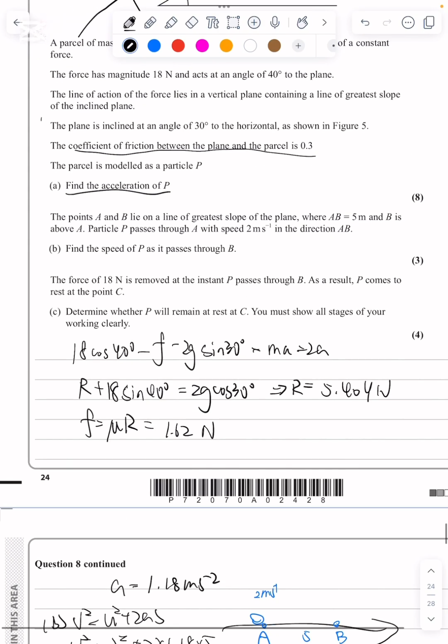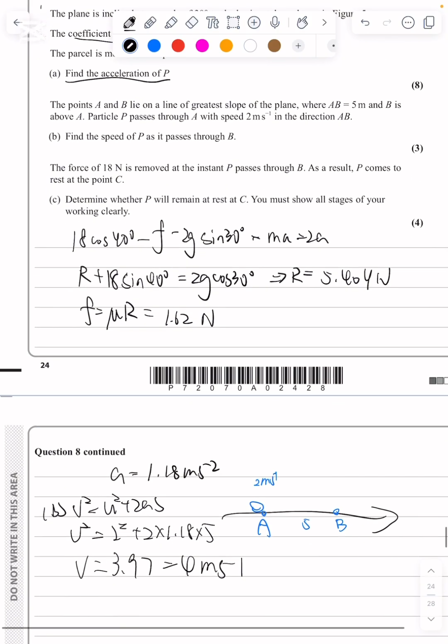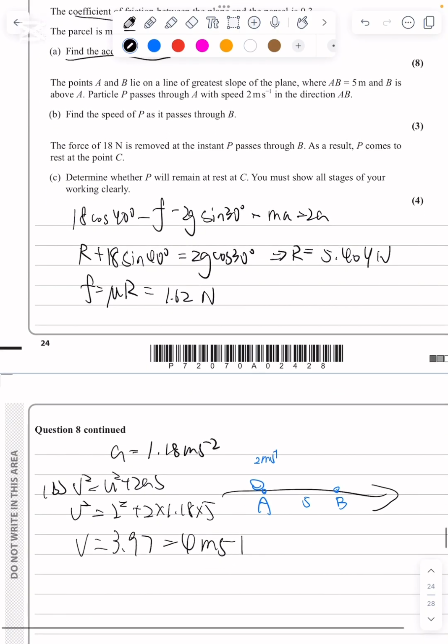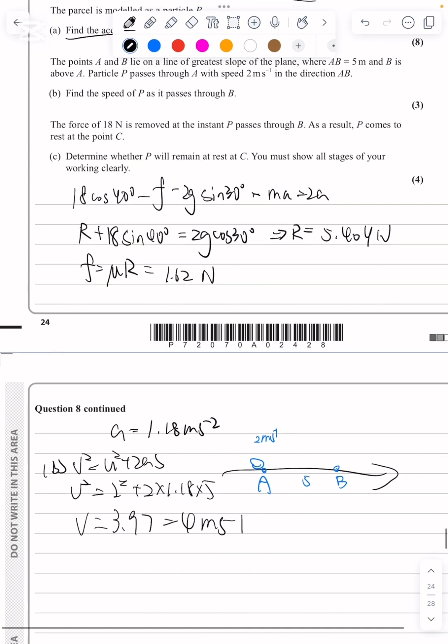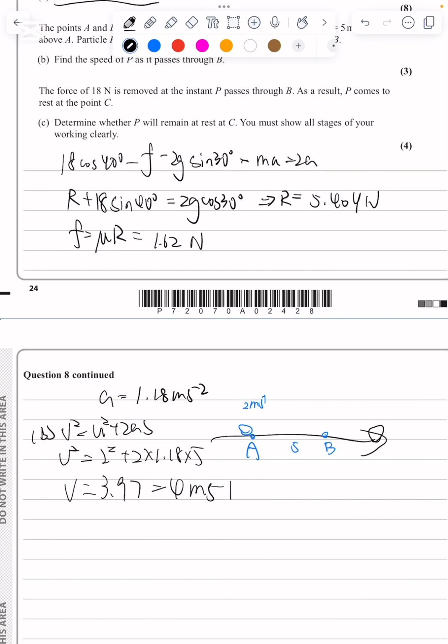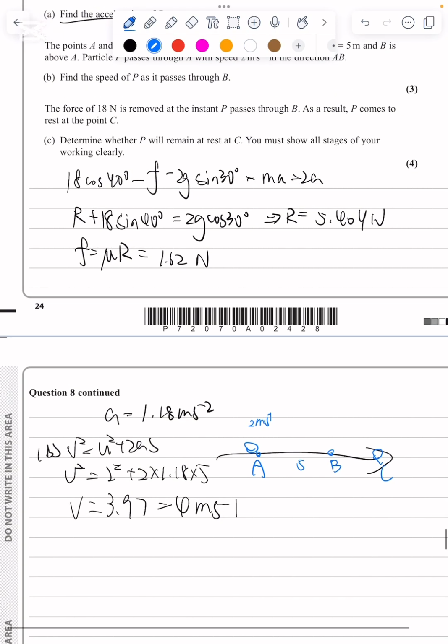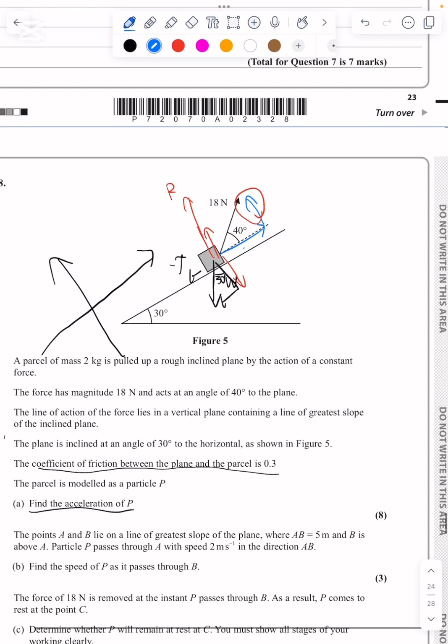And then part C, the force is removed at the instant it passes through B. As a result, it comes to rest at point C. Okay, so that means we're finding point C. Wait, no, determine whether P will remain at rest at C. So we're trying to see if the friction is enough. So we have to refer back to this.